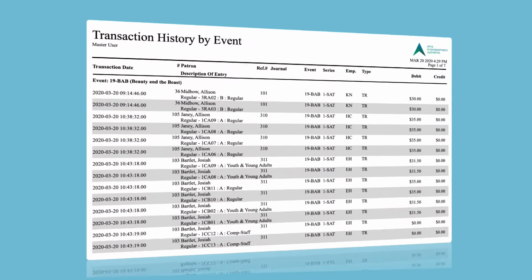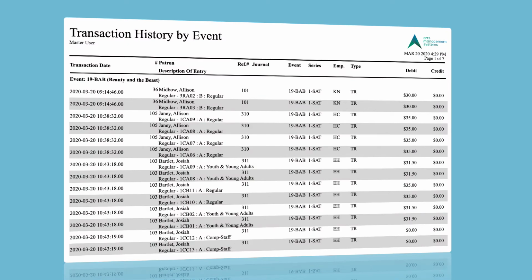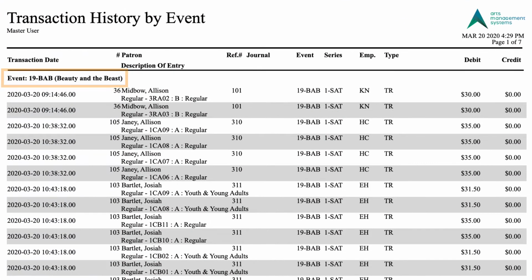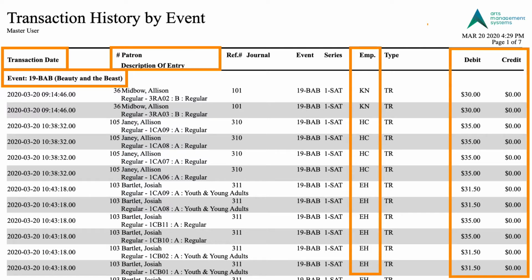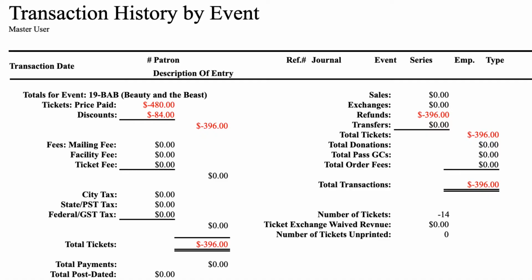Welcome to the Transaction History by Event report. This report breaks down the event, the transaction date, the patron and ticket details, the employee who performed the transaction, along with the debit and credits associated with each entry. A financial summary for each event is also shown, including ticket prices, fees, taxes, etc.